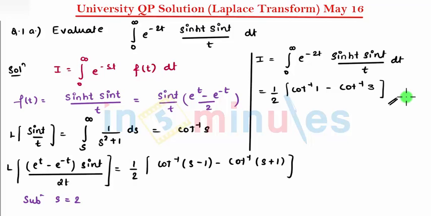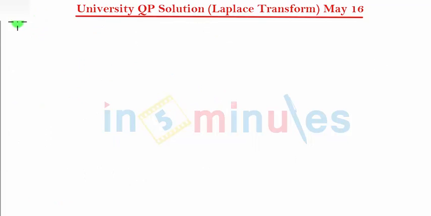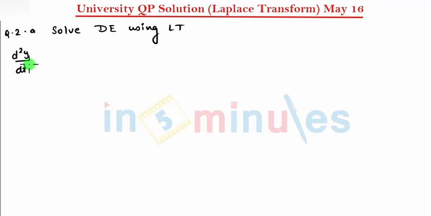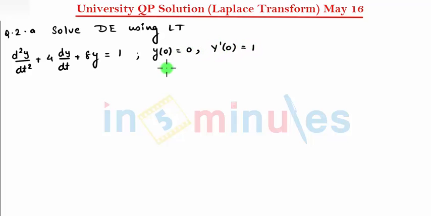We'll start with our next sum. Our next sum is question number 2a. We need to solve the differential equation using Laplace transform. That is d square y upon dt square plus 4 dy upon dt plus 8y, and that is equal to 1. It is given that y of 0 is equal to 0, y dash of 0 is equal to 1.